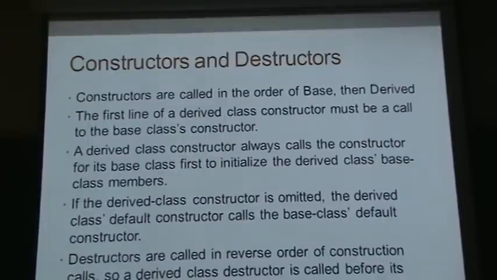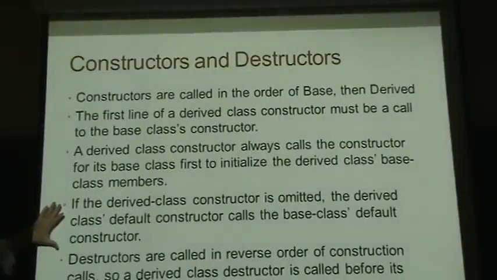The derived class constructor always calls the constructor of the base class first to initialize the derived class's base class members. So again, you want to try not to have to memorize this stuff. It kind of makes sense that the fields you're inheriting should be initialized first, because you're adding fields on top of those fields. And your fields or methods might assume those have been initialized already. And if the derived class constructor is omitted, the derived class default constructor will be added, and its first and only thing will be to call the base class's constructor.